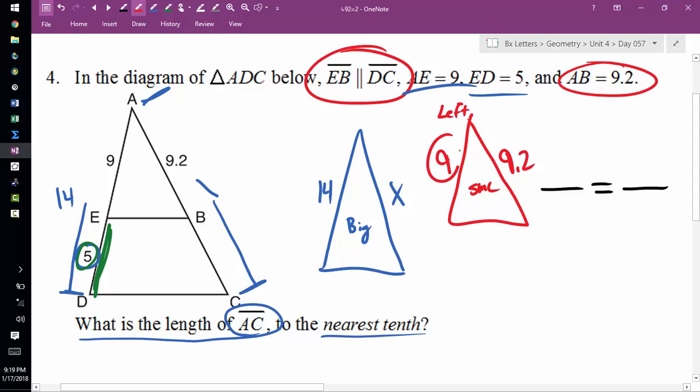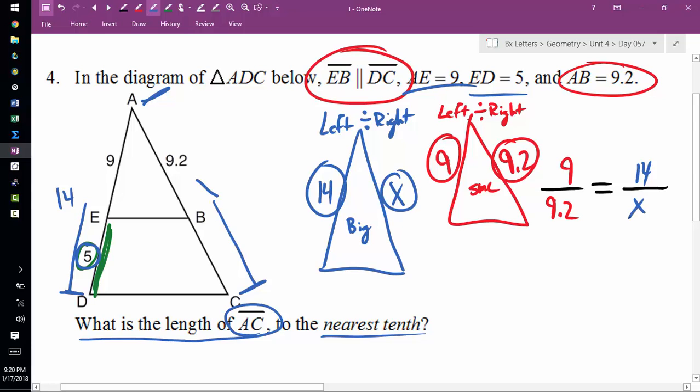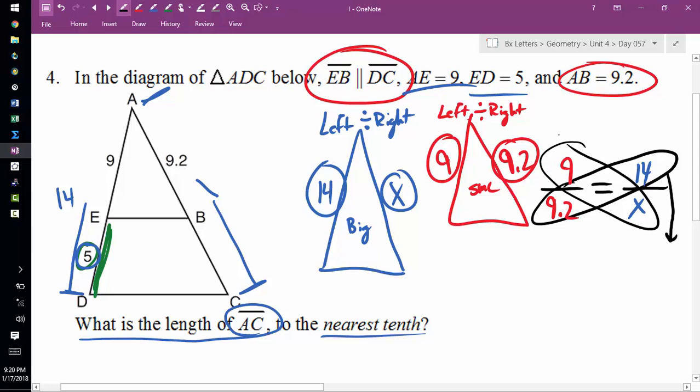I'm going to take the left, put that on top, and divide it by the right side, 9.2. My other ratio needs to be the exact same way. I have to create it in the same fashion. I have to take something from the left, 14, put that on top, and divide it by something from the right, and put that on the bottom. So long as you're consistent, the proportion you make will be true, and therefore when you solve it, you will get your correct answer. And I'm going to do this butterfly multiply.